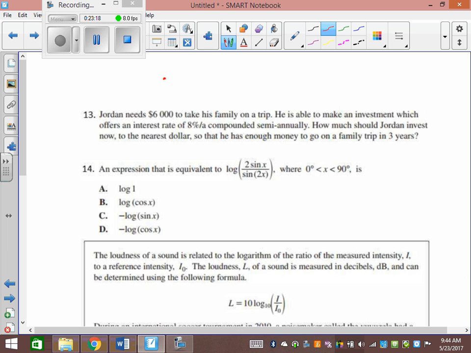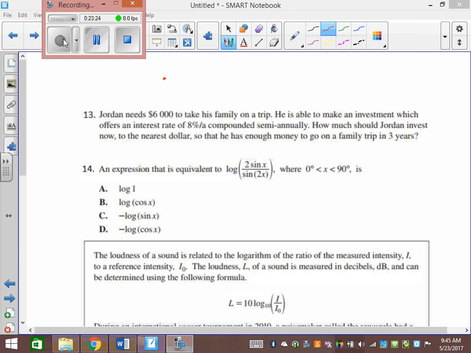Jordan needs 6,000 to take on his trip. It says compounded in here, so I'm instantly going to use that. Okay, Jordan needs 6,000, so that's his final amount to take his family on a trip. He's able to make an investment which offers an interest rate of 8%.